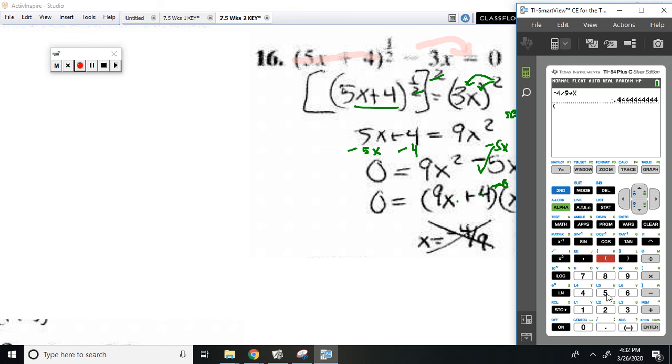Then we'll just type in 5x plus 4, close my parentheses, to the 3/2 power, and then minus 3x. Always type the original in, not like the second line. Type the original line in. We should get 0, and we don't. So that's why this one got excluded.